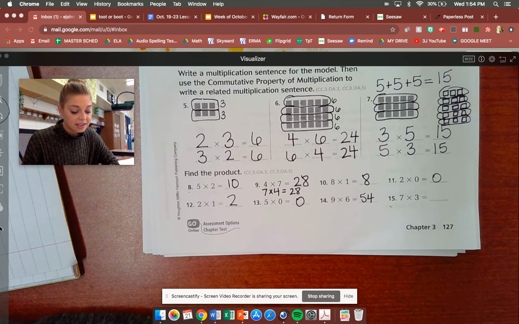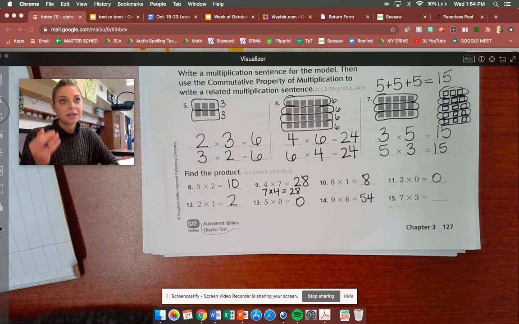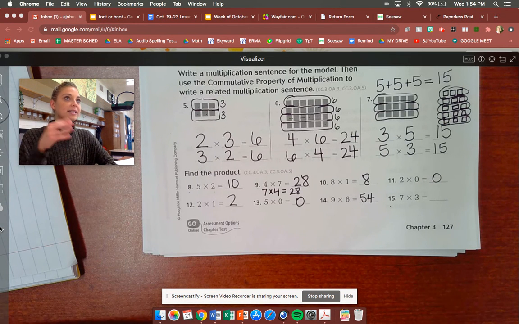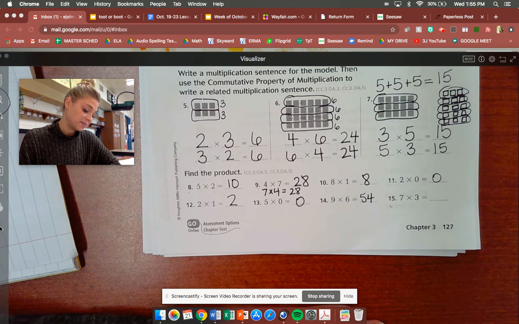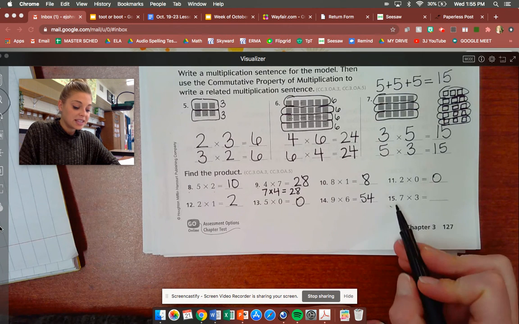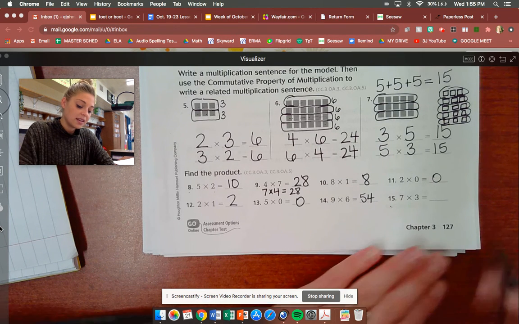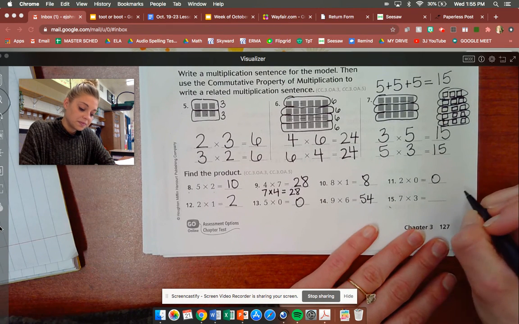9 groups of 6 would be 6 plus 6 plus 6 plus 6 plus 6 plus 6 plus 6 plus 6 plus 6. And you can skip count. So that one is a little bit of a trickier one. And then number 15, 7 times 3 is 21.